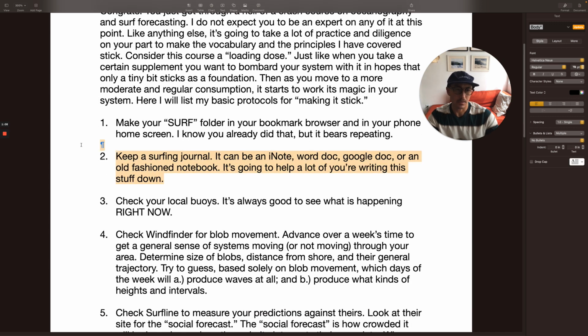Keep a surfing journal. It can be a little pad like this. It can be an iNote, something. Every time that you surf, note the buoys, note the winds, note the tides, and also note whether you had fun, whether you were scared, the quality of the conditions, whether it was crowded or not. And you can put it in terms of everything that is going to be listed here as well, if that's helpful. Okay.